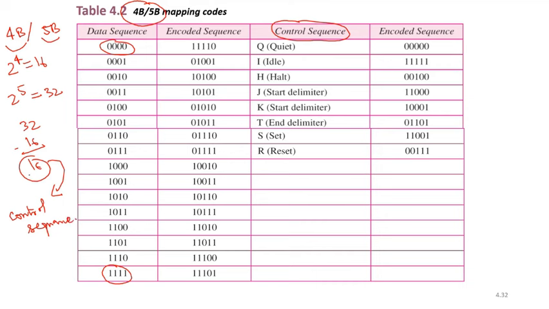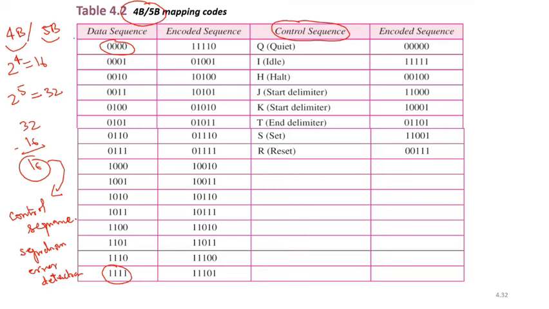Or they can basically provide synchronization also. So they can be used for control sequence, synchronization and error detection, likewise. So this is how the coding is done. There is no need to go deep into how the codes are made. The only objective here is to identify what is the meaning of 4B/5B.